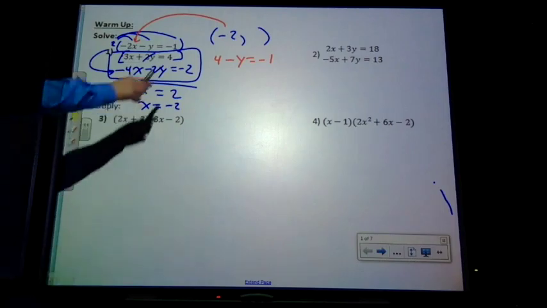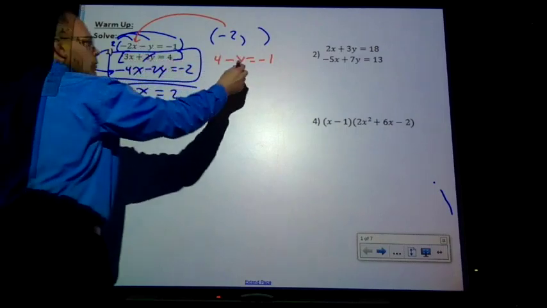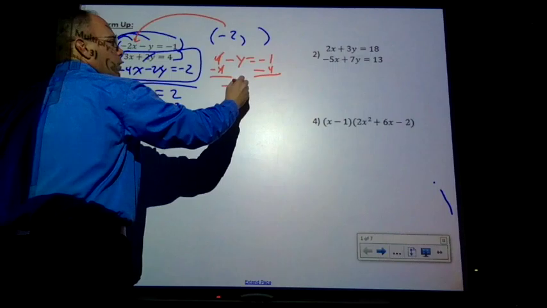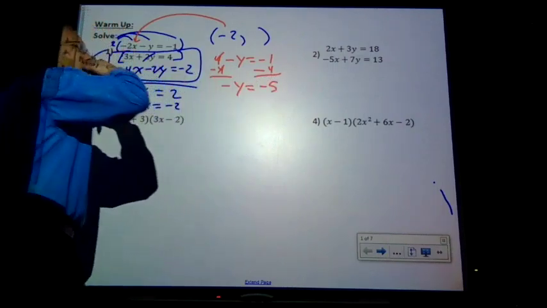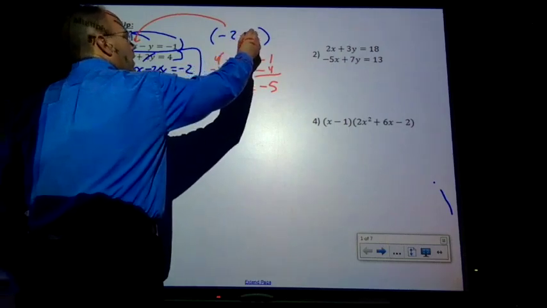Okay, so is everyone okay with me plugging that negative 2? I get negative 2 times negative 2, that's positive 4, minus y equals 1, so I'm going to subtract 4 from both sides. That cancels, negative y equals negative 5. What's y equal to then? Anybody? 5. So there's my answer.